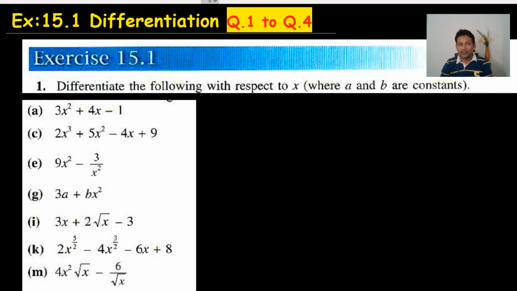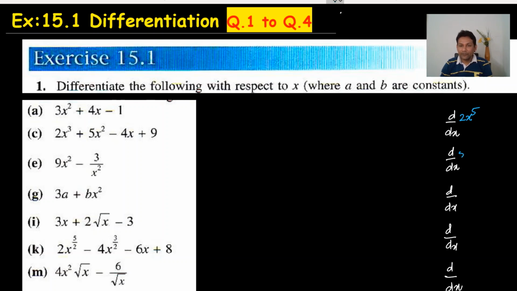Differentiation is basically d upon dx, and I am writing just one example here. When you have x power 5, what is the differentiation? Even if you have 2x power 5, what is the differentiation? When you have the differentiation of 5x, or of only a constant term, or of an under root, I'm just giving some special terms here.